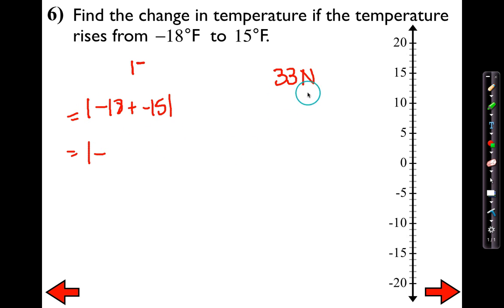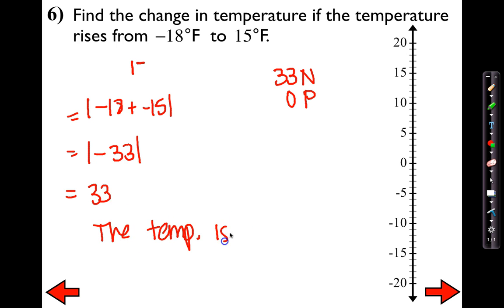How many positives are there? There's 0 positives. So how many more negatives are there than positives? I would say 33 negatives. So here, let's just finish this off. The absolute value of negative 33 is just 33. So I would say the temperature change is 33 degrees Fahrenheit.